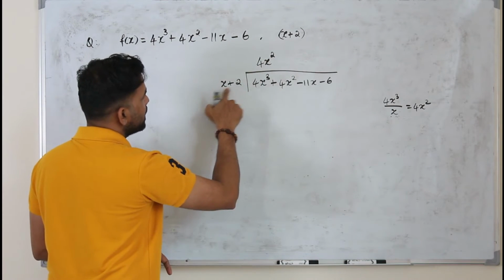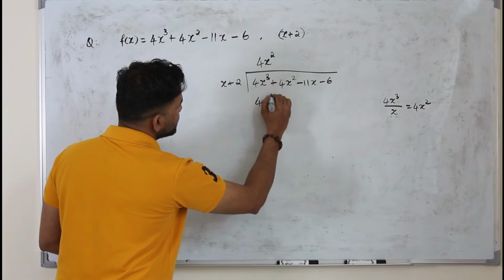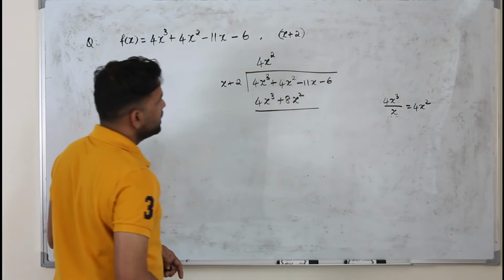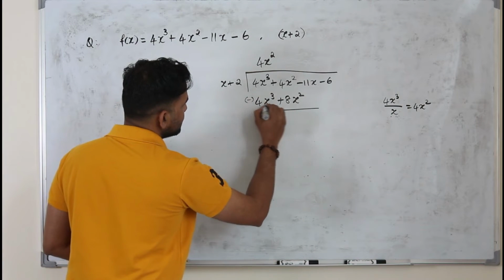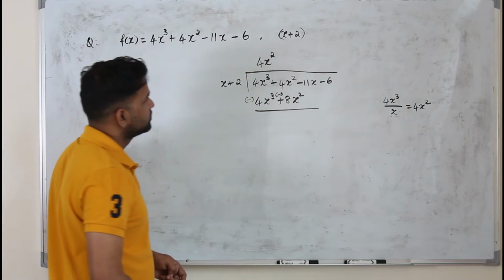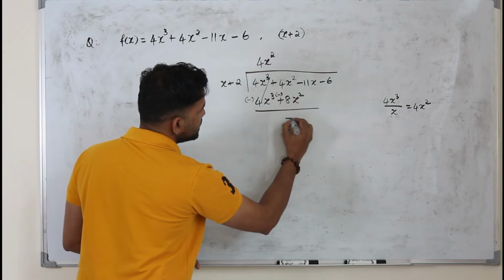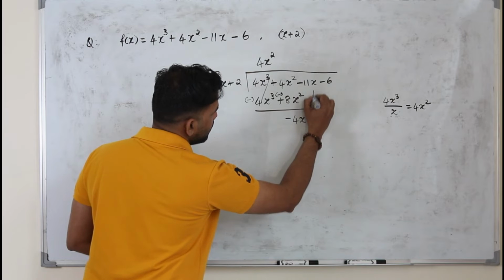So take 4x squared and multiply both: 4x cubed plus 8x squared. Draw a line and invert the sign. So it's negative, this will be cancelled. 4 minus 8 is minus 4x squared. Bring down the next term.